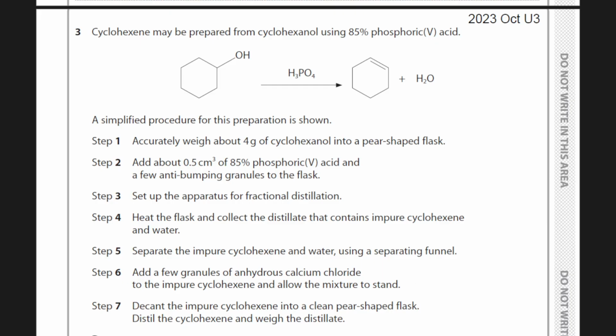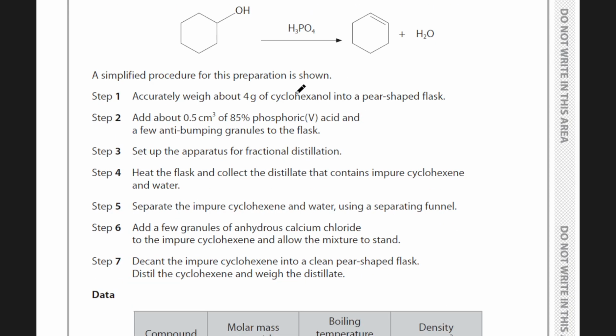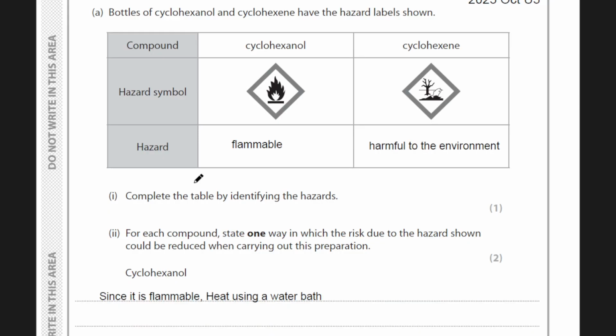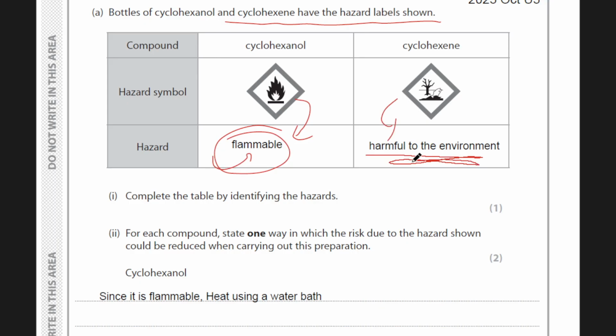Cyclohexene may be prepared from cyclohexanol using 85% phosphoric acid. So you've got a simplified procedure of the preparation shown, and the data is provided down here. Now, bottles of cyclohexanol and cyclohexene have the hazard symbols down here. You've got cyclohexanol and cyclohexene, and this hazard symbol indicates the hazard is flammable, and for cyclohexene it's harmful to the environment. So now they told you to complete by identifying the hazards. That's how you're going to do it.